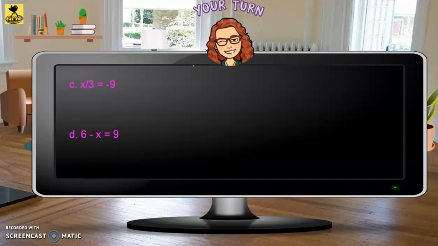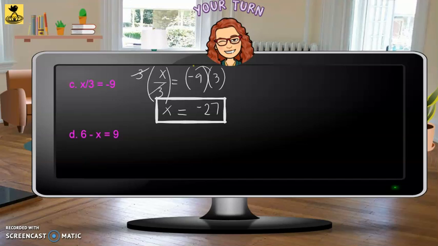Okay, let's solve letter C. So this is x divided by 3. Let me write it here. x divided by 3 equals negative 9. So this is division. Since this is division, we will multiply both sides by 3. Okay, so 3 divided by 3 is 1. So 1x is x, equals negative 9 times 3, which is negative 27. Okay. So x is equal to negative 27. Again, you can do the checking if you're not sure of your answer.